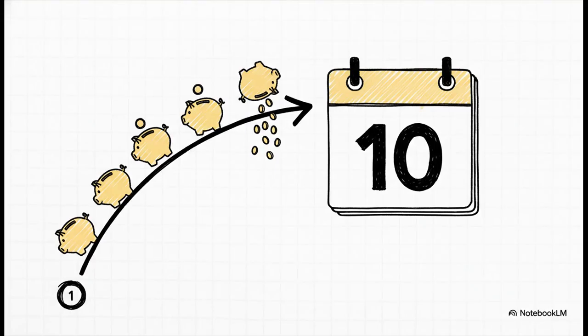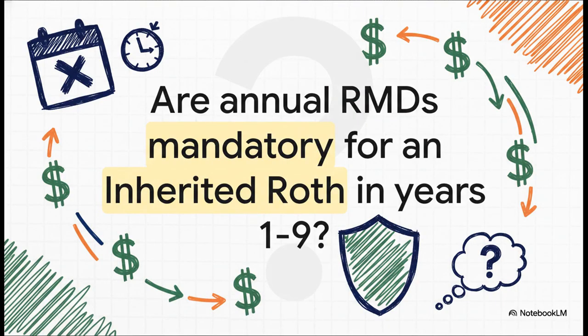For most people who are not a spouse and who inherited an IRA after December 31st, 2019, the SECURE Act created the 10-year rule, and it's a hard deadline. The entire account has to be completely empty by the end of the 10th year after the original owner passed away. And this is the question that causes so much stress.